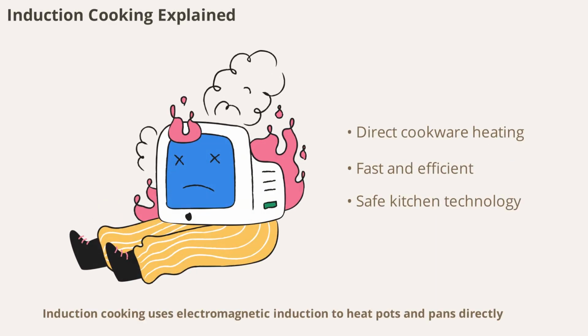Induction cooking uses electromagnetic induction to heat pots and pans directly. An alternating current passes through a coil beneath the cooktop, creating a changing magnetic field. This field induces eddy currents in the metal cookware, generating heat quickly and efficiently. Induction cooking is fast, safe, and energy efficient, making it increasingly popular in modern kitchens.